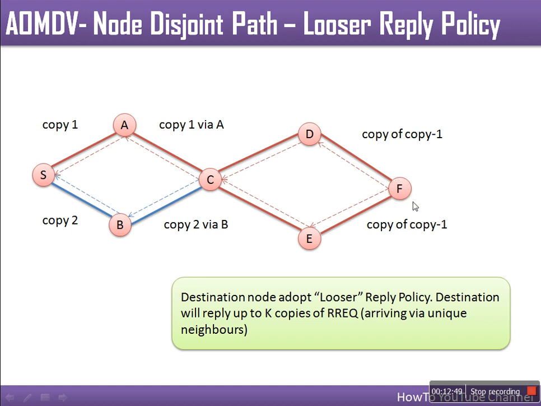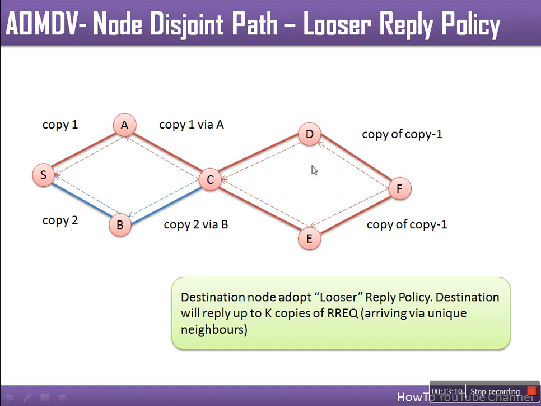So node F will receive two route request query packets. Now what will the destination do? The destination will send replies up to k copies, and here let's say we are considering that it will send replies to two copies, that is, two route reply packets.